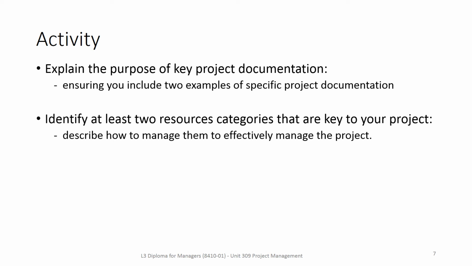And then secondly, identify at least 2 resource categories that are key to your project. So describe how you would manage them to effectively manage the project. So pick 2 categories. That could be time, it could be supplies, and then show how you're going to manage those effectively to manage the project, thinking about the allocation, the aggregation and the scheduling of them. Any questions, ask your assessor, and then once that's uploaded, you can come back and do part 2 of this session.